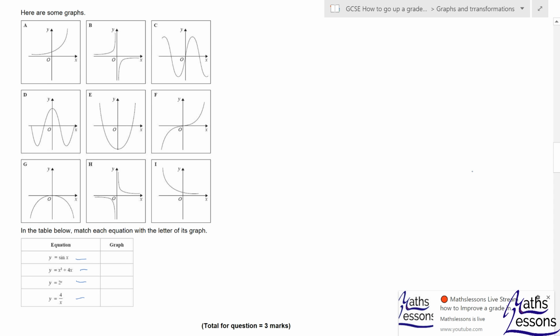Right, here we go. So we're going to look at which of these matches. Now, you should know that a sine curve is going to be of this shape, and you need to know that it starts at the origin. So therefore, C is our graph for this one.